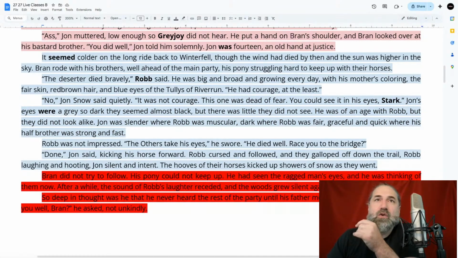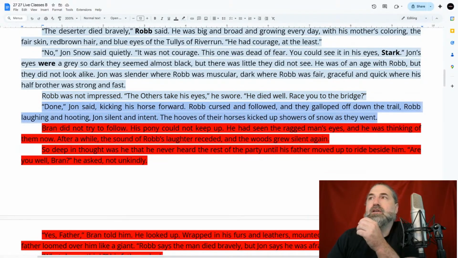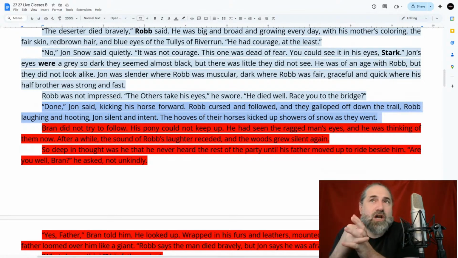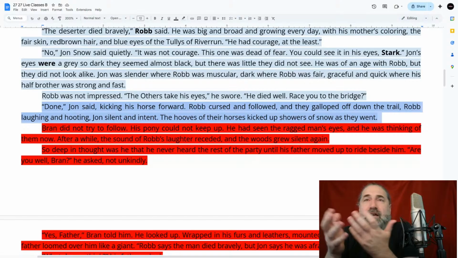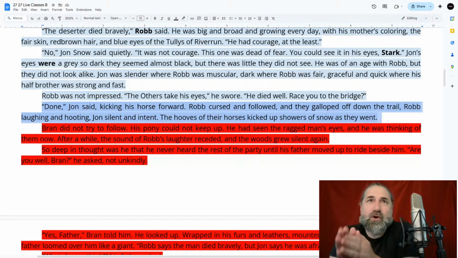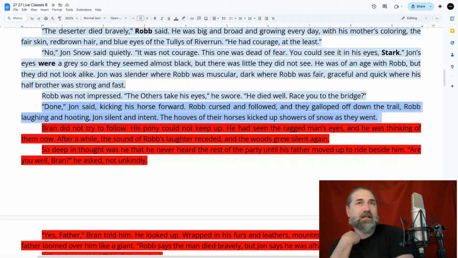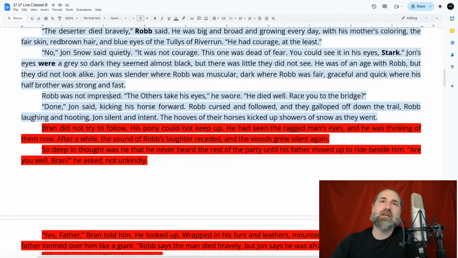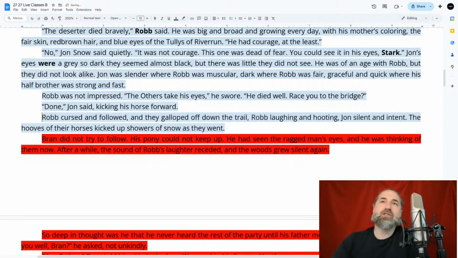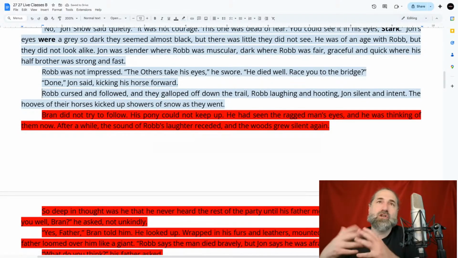Robb was not impressed. He says, "Let's go for a run, and I'll race you to the bridge." And Jon is like, "Okay." So that's why this passage stays in the POV of Jon, because Jon spoke. And by the way, when you're writing, you're allowed to do that. You could write your prose with the dialogue too, so it would just be movement, stuff like that. You don't have to write "Done, Jon said, kicking his horse forward. Robb cursed and followed," and then you could do that.